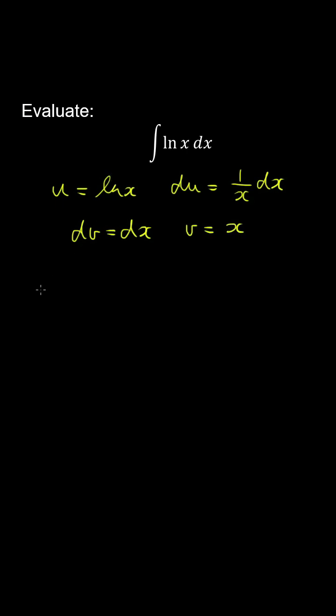And now we multiply u by v, and minus the integral of v by du. So x by 1 on x is 1, and we integrate over x. Therefore we obtain x by the natural log of x minus x plus the constant of integration.